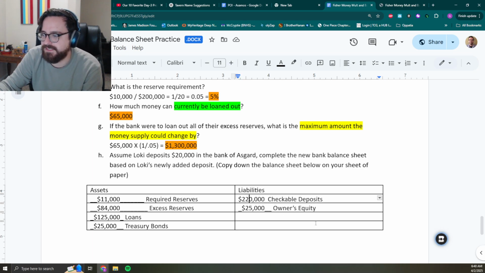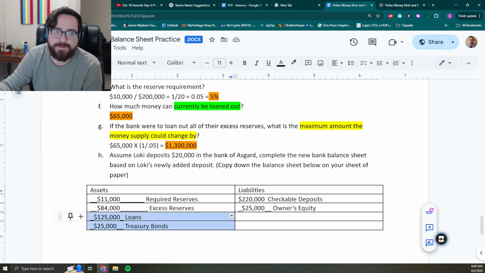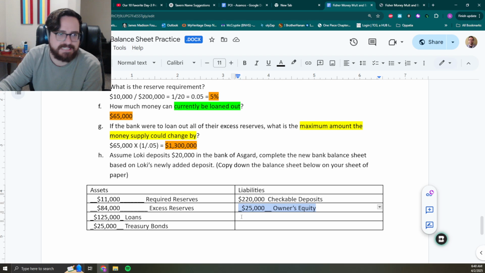So you'd figure that out. So this is the completed balance sheet for this bank. I don't have to change either of these things because they haven't told me what they're doing with Loki's money. I'm not going to change the equity because that's not a deposit. That's money the owner of the bank put in separately. So that's not changed at all.